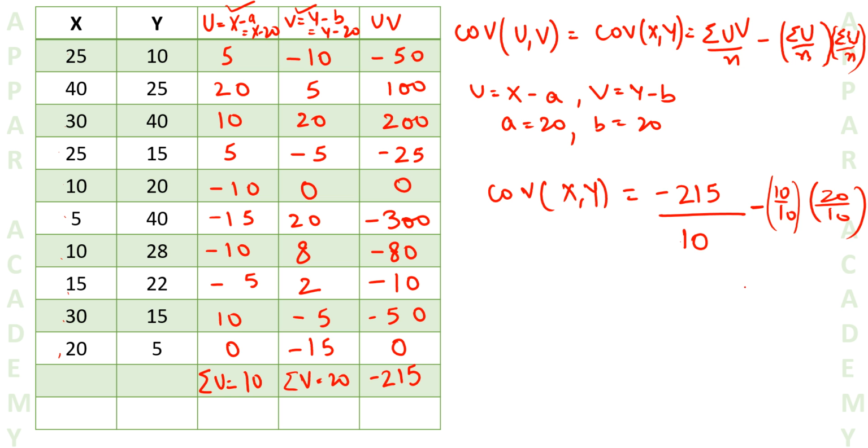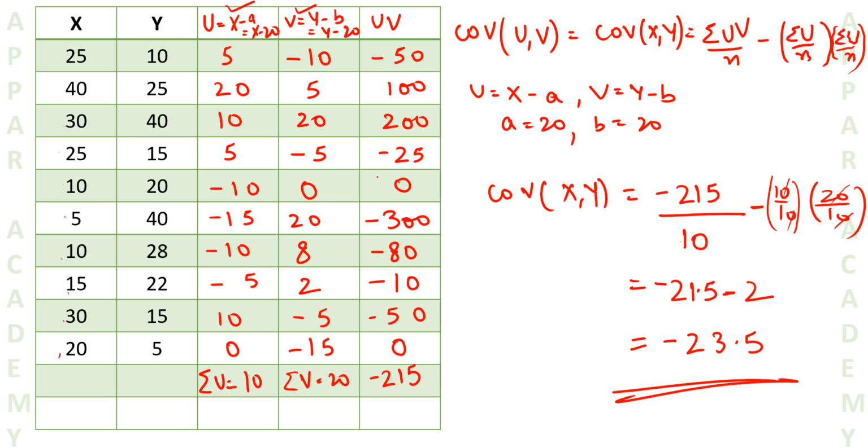So this becomes minus 21.5 minus 1 into 2, which is minus 2. So minus minus, this becomes minus 23.5. So this is the covariance between X and Y.